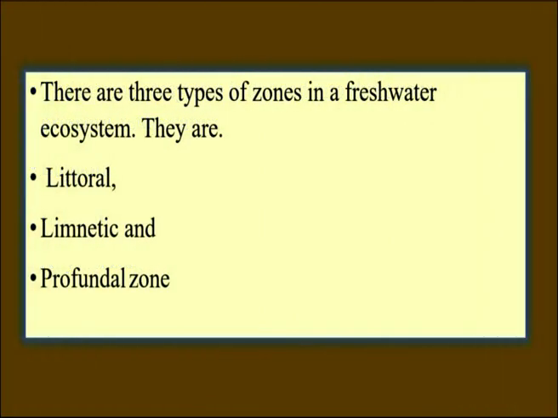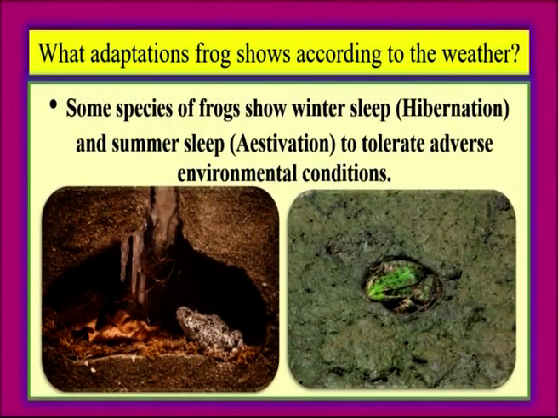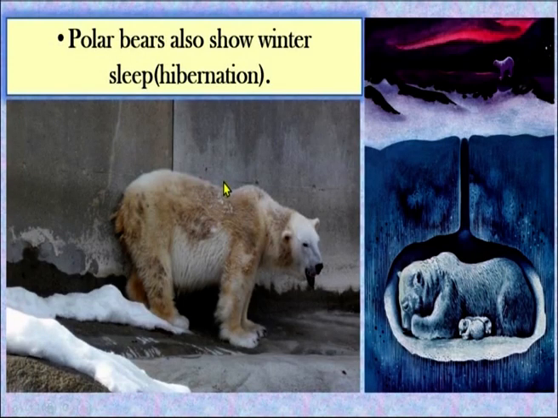There are three types of zones in a freshwater ecosystem. They are littoral, limnetic and profundal zones. What adaptations do frogs show according to the weather? Some species of frogs show winter sleep and summer sleep. Winter sleep is called hibernation, summer sleep is called estivation. This is to tolerate adverse environmental conditions. Polar bears also show winter sleep, that is hibernation.